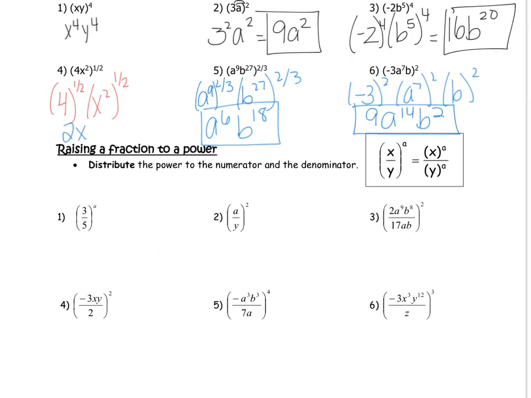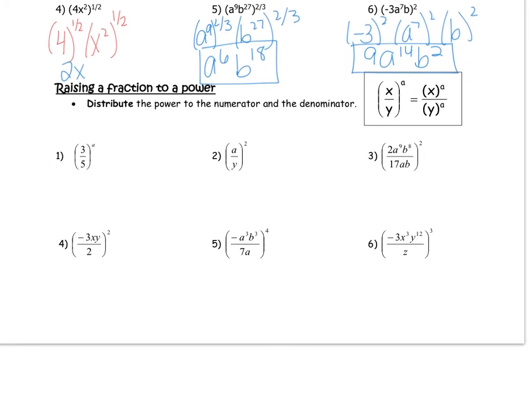Alright, how about now if I'm raising a fraction to the power? Same concept as before, except you're going to distribute the power to both the numerator and the denominator. So x goes to the a power, and then so does y. Okay, so number 1 is 3 to the a over 5 to the a. Nice and simple. Number 2 is x squared over y squared.